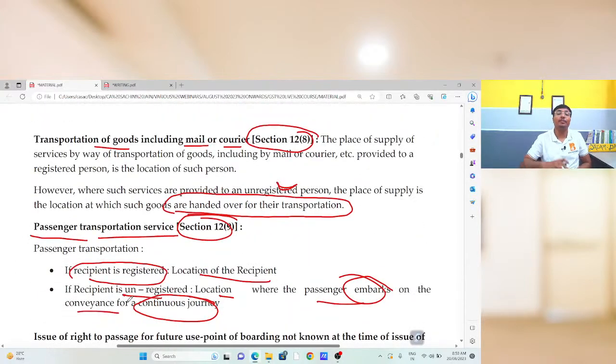Next one, transportation of goods. In that case, if the services are to a registered person, the place of the registered person. If to an unregistered person, where the goods are handed over, that place will be treated as the place of supply.